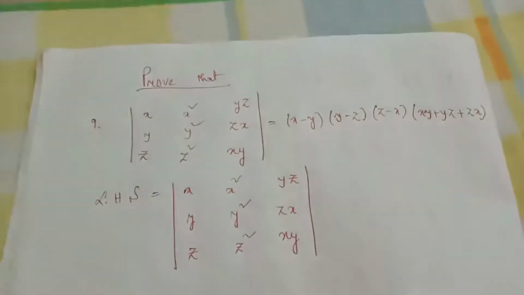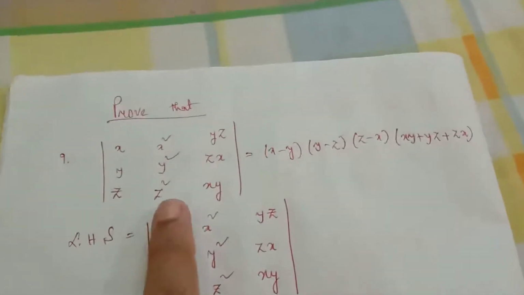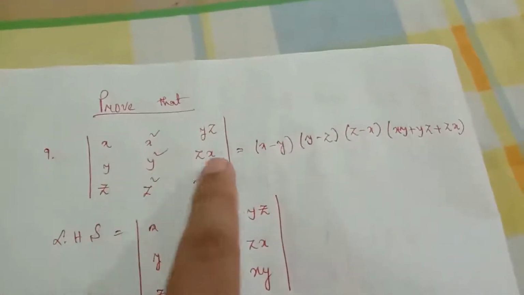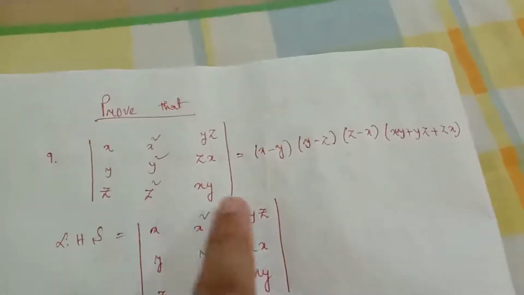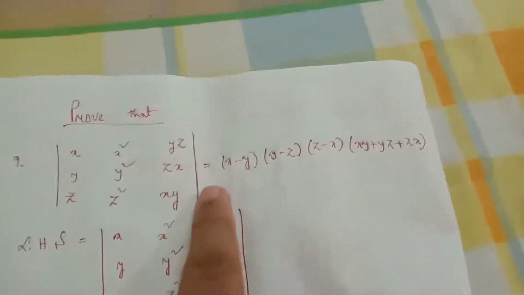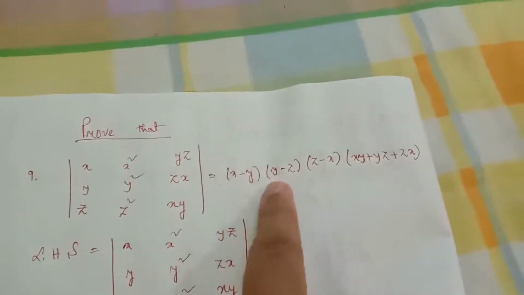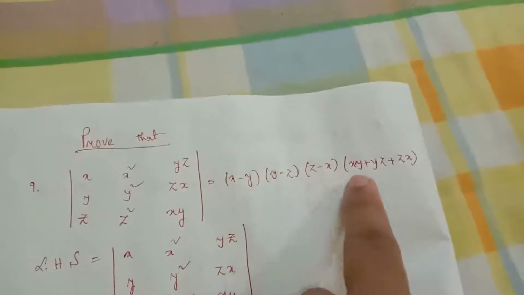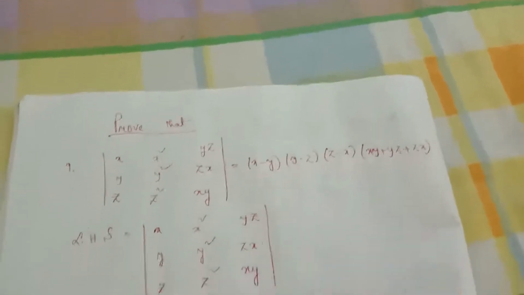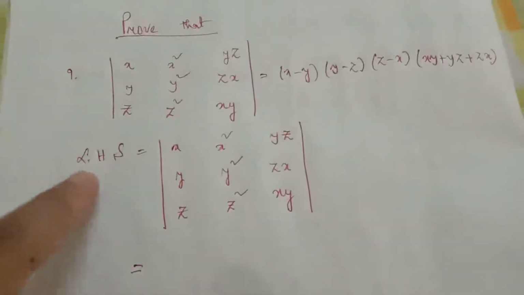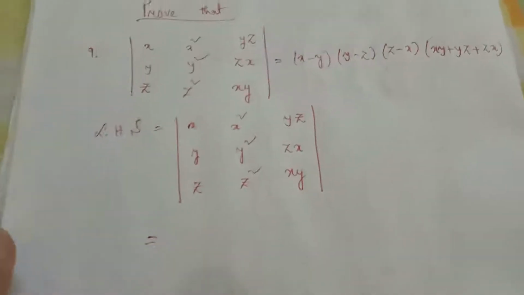Our next question is to prove the value of this determinant x square yz, y square zx, z square xy equal to x minus y into y minus z into z minus x into xy plus yz plus zx. Let us start with the left hand side, x square yz, y square zx, z square xy.